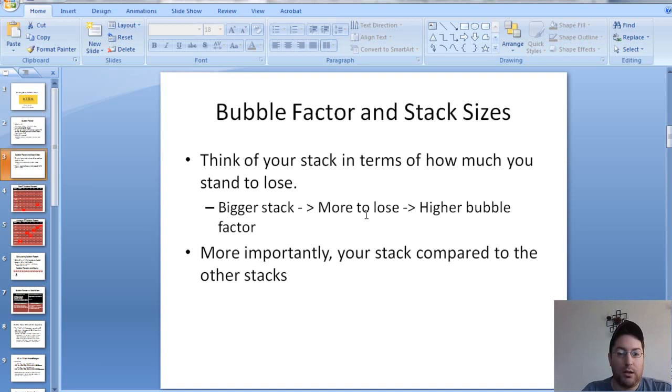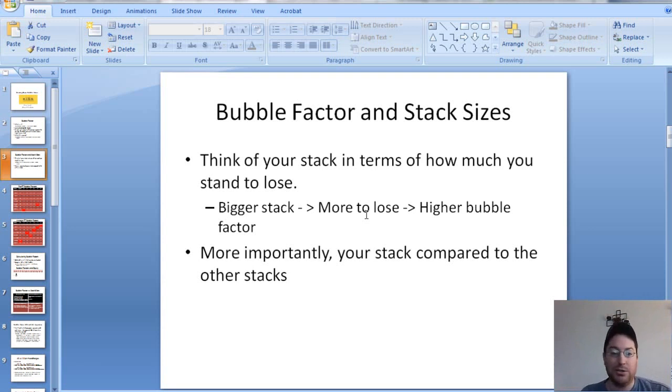And again, the bubble factor as it applies to stack sizes, the bigger your stack. I mean, just think about it, guys. If you're approaching the bubble and you're the big stack, the bigger your stack, the more you potentially have to lose. So the higher your bubble factor is. That bubble factor will help you determine how much it sucks to lose, essentially. That's what that ratio is.